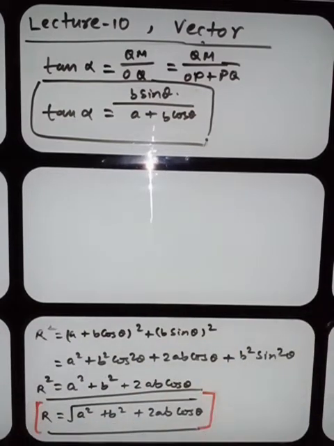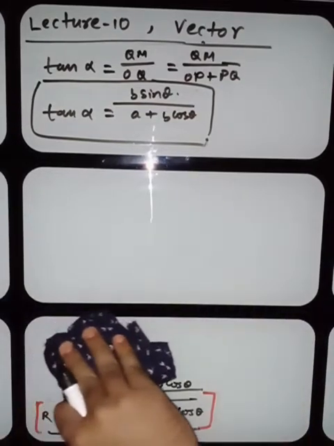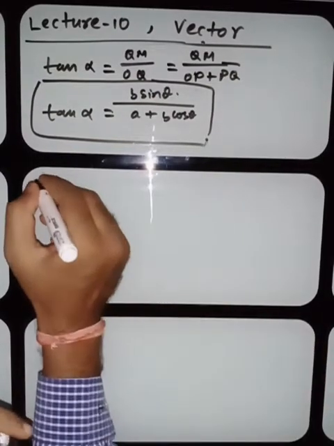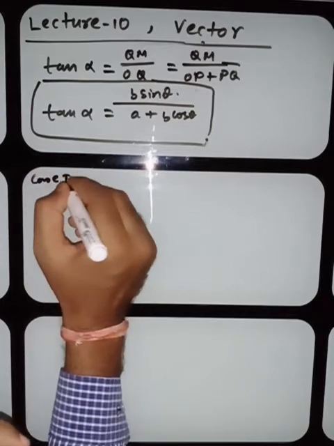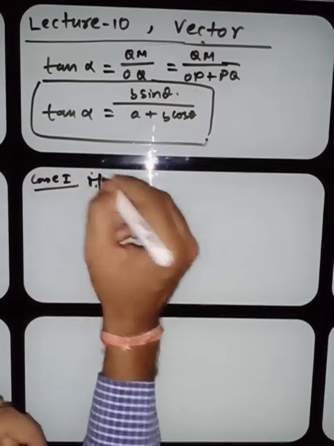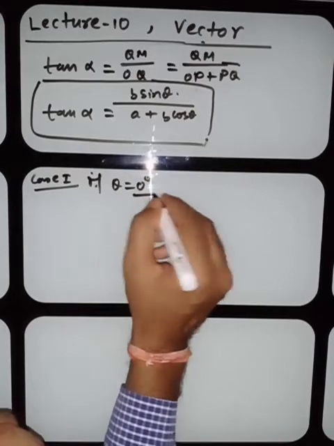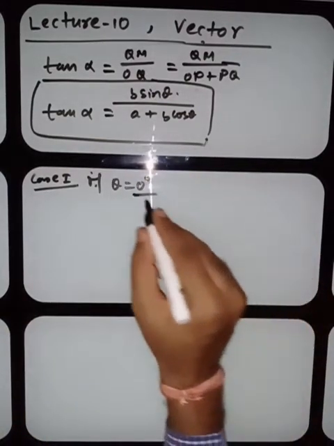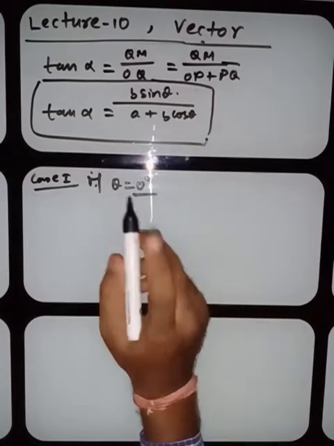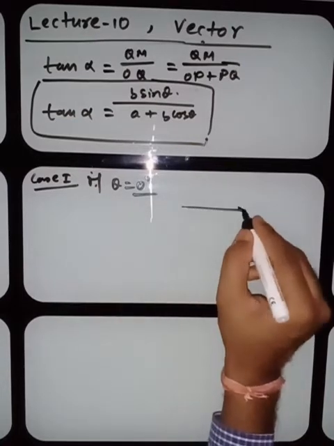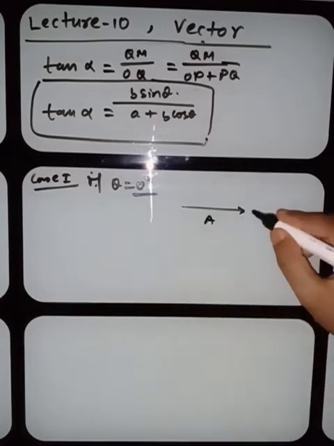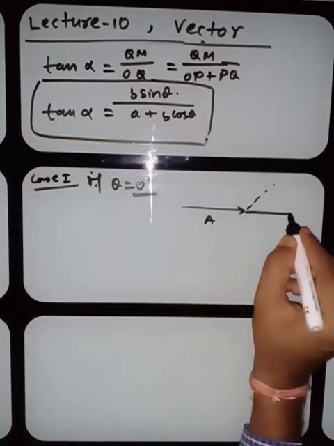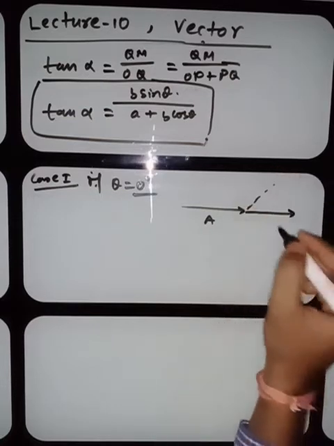So this will be our case 1. Now case 1, if theta is 0 degree, we'll write the magnitude and direction as well. What is this theta? It is the angle between the two vectors. One vector A was this one, B was this one, and theta is with this axis. So if theta is 0, then B will move down.